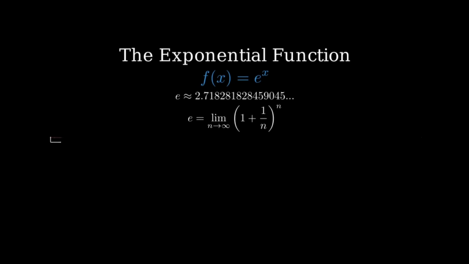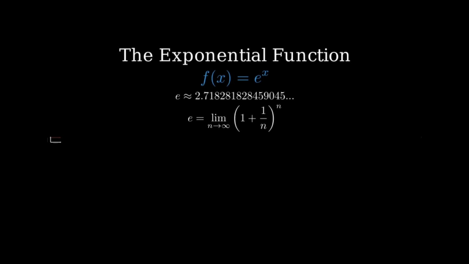This actually comes from a financial context. If you invest $1 at 100% interest, compounded n times per year, this expression gives your balance after 1 year. As n increases to infinity, continuous compounding, the balance approaches e dollars. Another definition of e is the unique number for which the derivative of e to the x equals itself. We'll explore this property more when we discuss calculus.